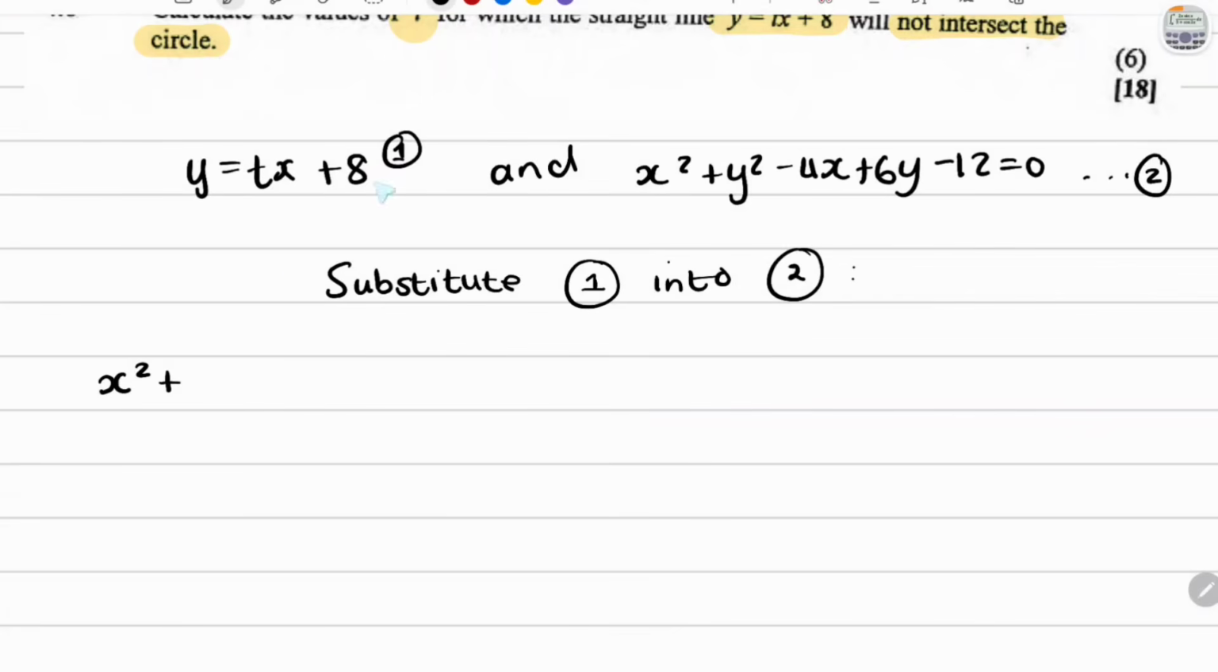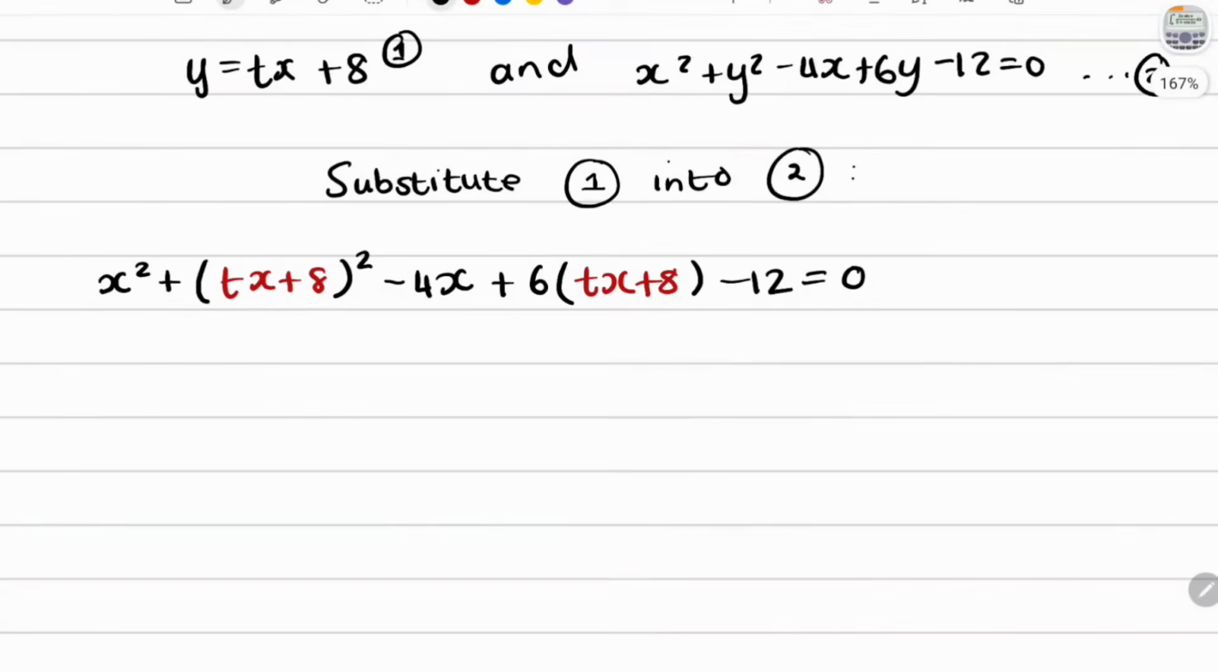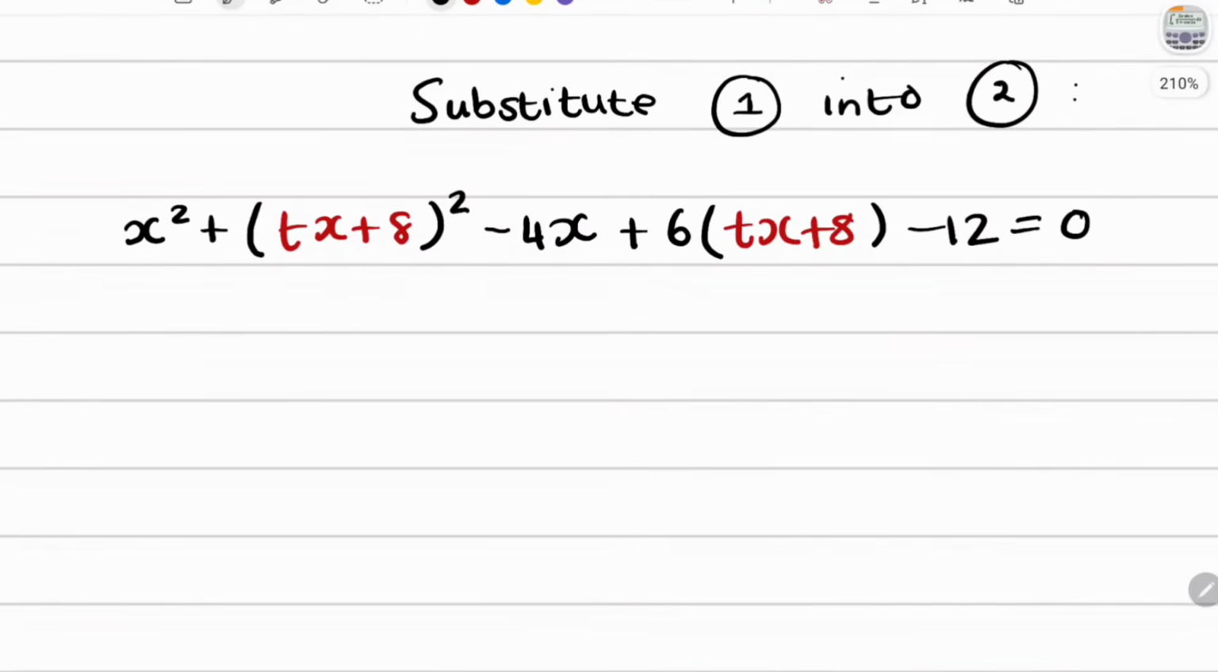Okay, I see y, so change. It's going to be tx plus 8. Now that's y squared, so this needs to be squared. Then we have minus 4x, then plus 6y. So that is again tx plus 8. I'm just trying to be careful because I can make silly mistakes.